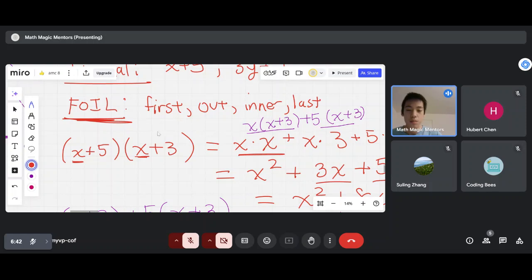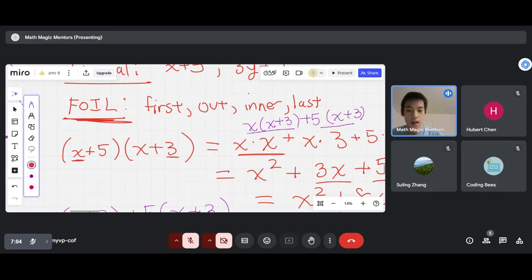And the next set of terms we want to multiply are the outer terms. So the outer terms are basically like the ones on the outsides of the multiplication. So those terms will be precisely x and 3.